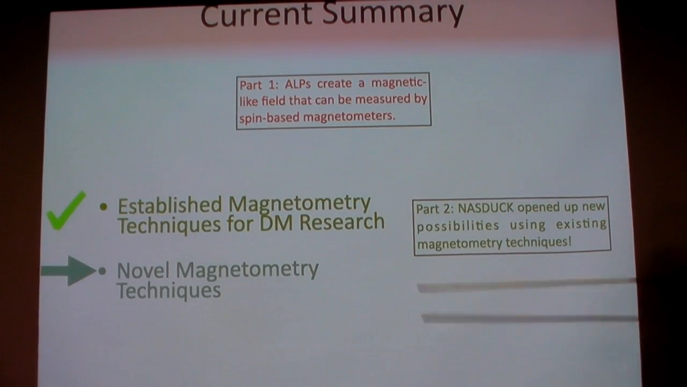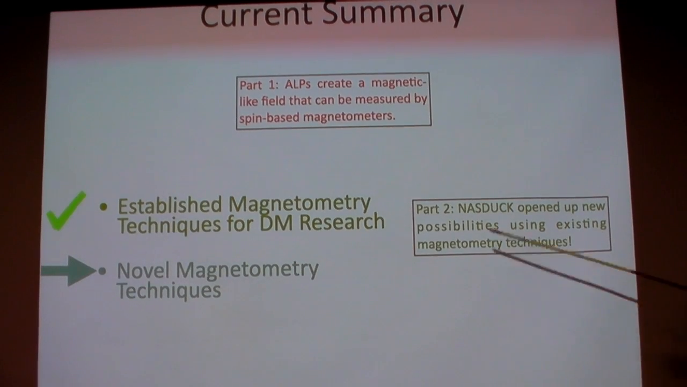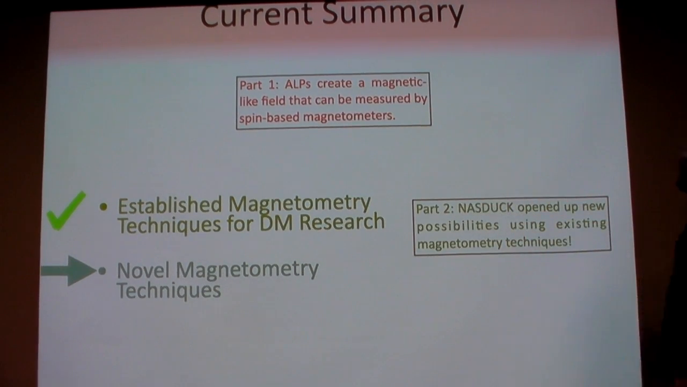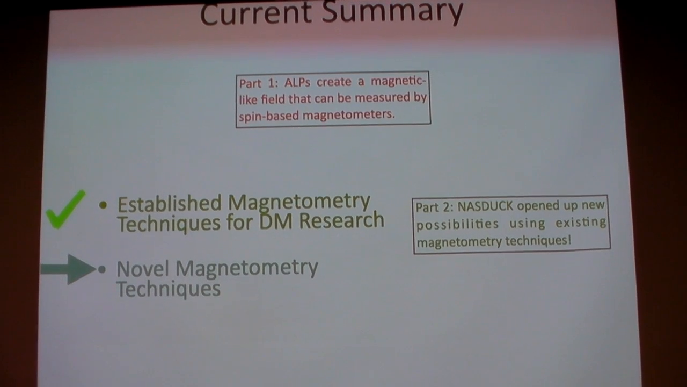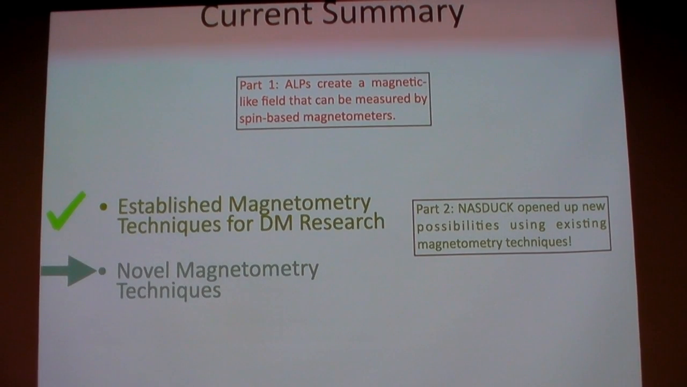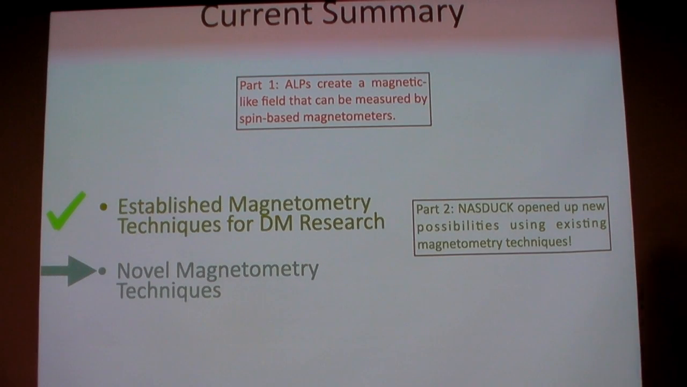So, the current summary is, again, we started by saying that axion-like particles create a magnetic-like field that can be measured by spin-based magnetometers. And NASDUCK has opened up new possibilities. There are now several groups that are doing this after around 10 years, a few years where it was only Casper's results. And indeed, they have been able to improve by many orders of magnitude by using similar techniques to ours. And now we're going to talk about how we actually can cross that bound and do new things.